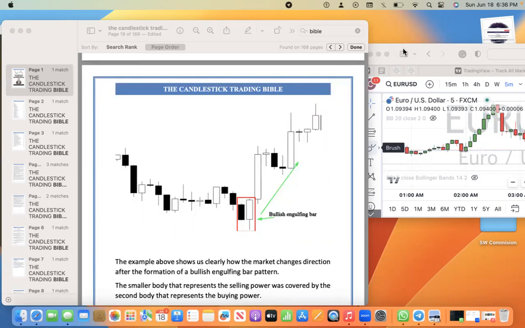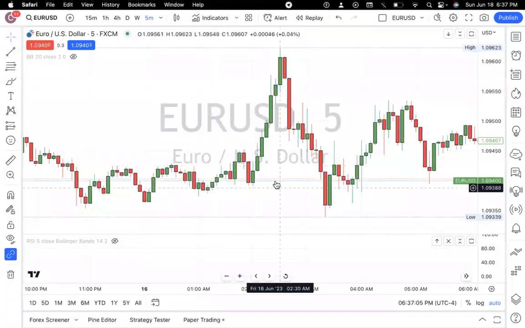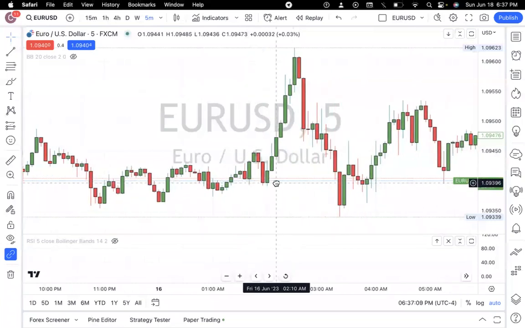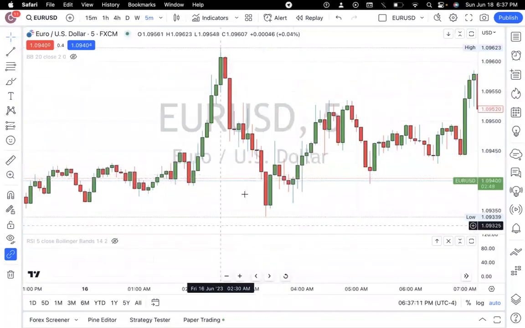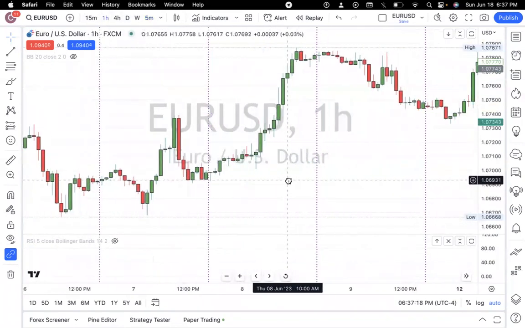So now we're going to go to the chart, and we just want to look at some examples of this, and we're going to say, oh, this makes sense, or no, I'm not following, right? Let's see. Oh, this is the 5 minutes. I'm going to go to the hour, Euro USD.